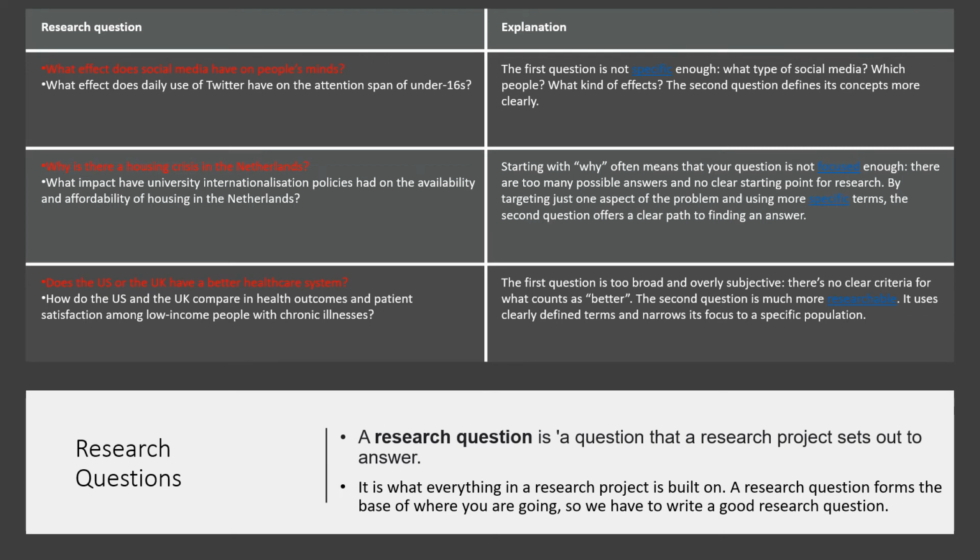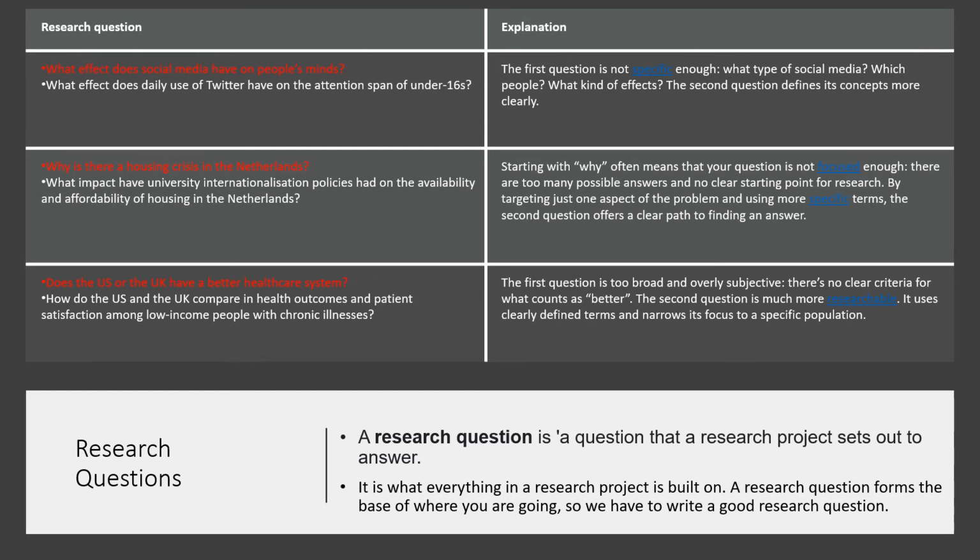So people, don't you think that this question is very broad? Have we specified the age groups? Have we specified the social media platform? The answer is no. So people, in this case, what you do is that you basically specify things. Okay, what effect does daily use of Twitter have on the attention span of under 16s? Now here we have specified the social media platform as well as the age group.